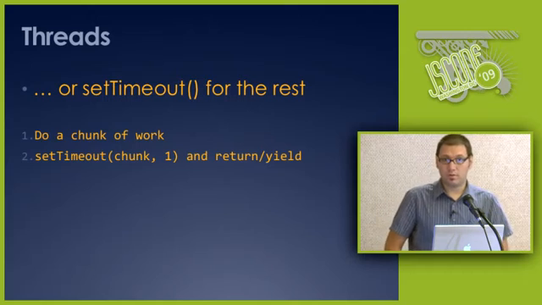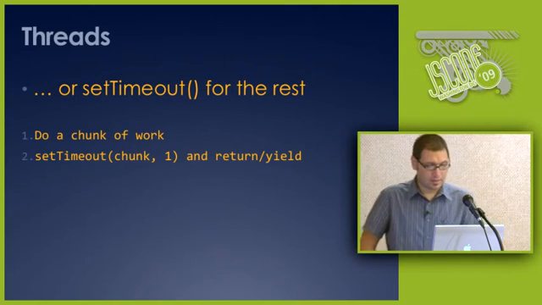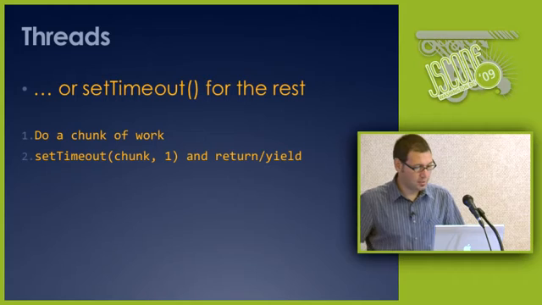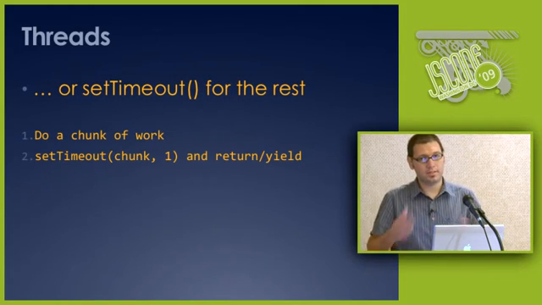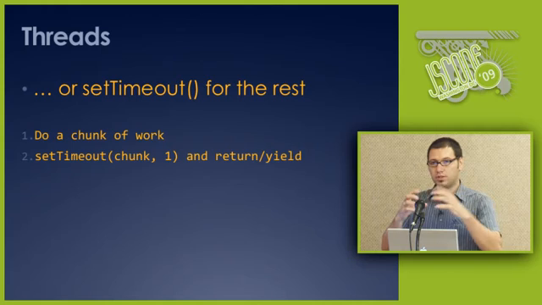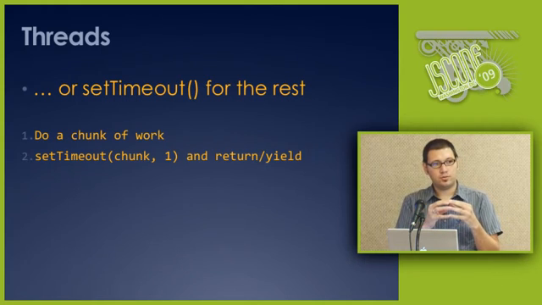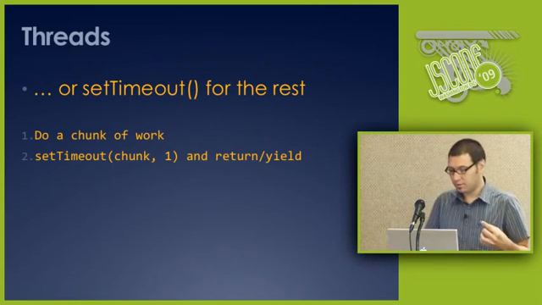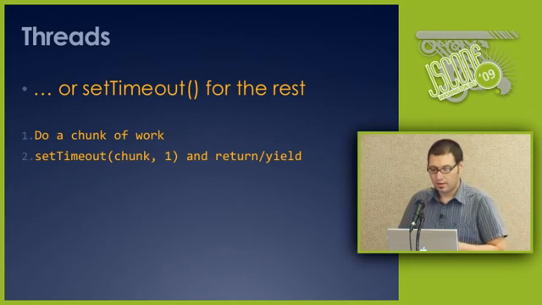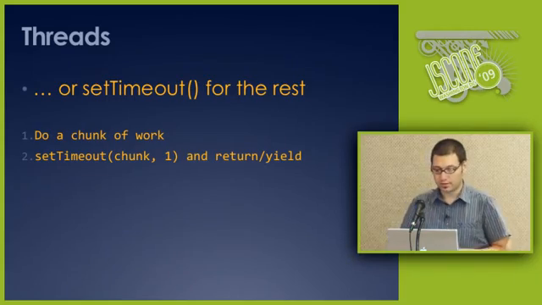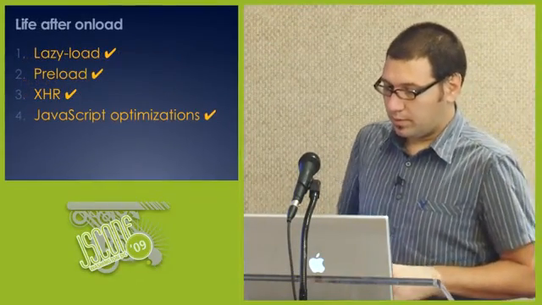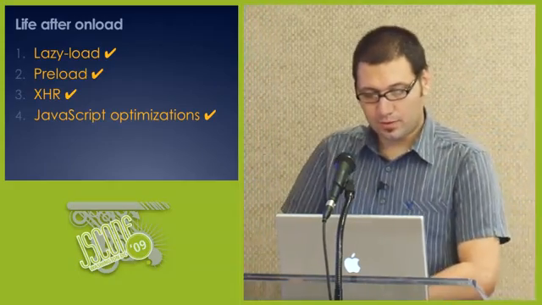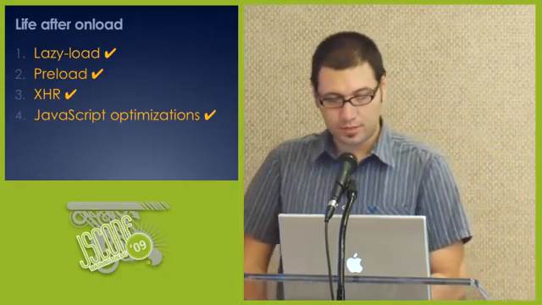And for older browsers that do not support that, there was this setTimeout approach, because with setTimeout you're releasing the main thread, right? So you do a chunk of work in your function, then you schedule it to run again in just 1 millisecond, which is enough for the UI not to be locked and unresponsive. So you just do work in chunks. So this is what we covered: live after unload, lazy loading, preloading, better XHR, and some JavaScript optimizations.